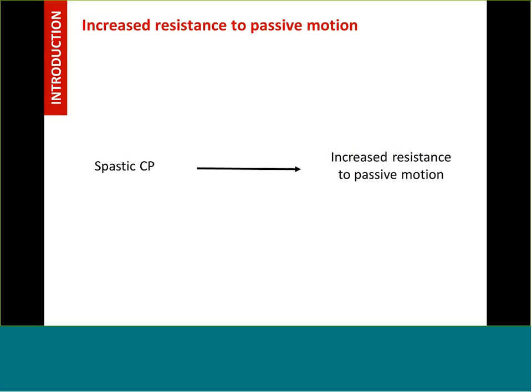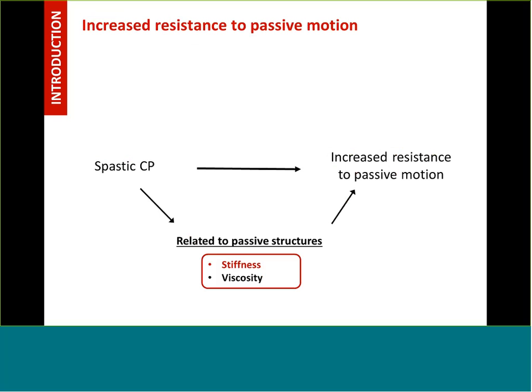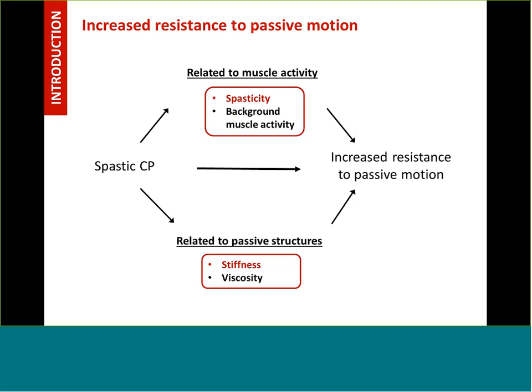The clinical symptom in children with spastic cerebral palsy is increased resistance to passive motion. This is caused both by alterations in the muscle's passive properties, for example, increased muscle stiffness and viscosity, and these contribute to contracture, and also by the primary neural factors that affect the muscle's tone, such as spasticity and increased background muscle activity.